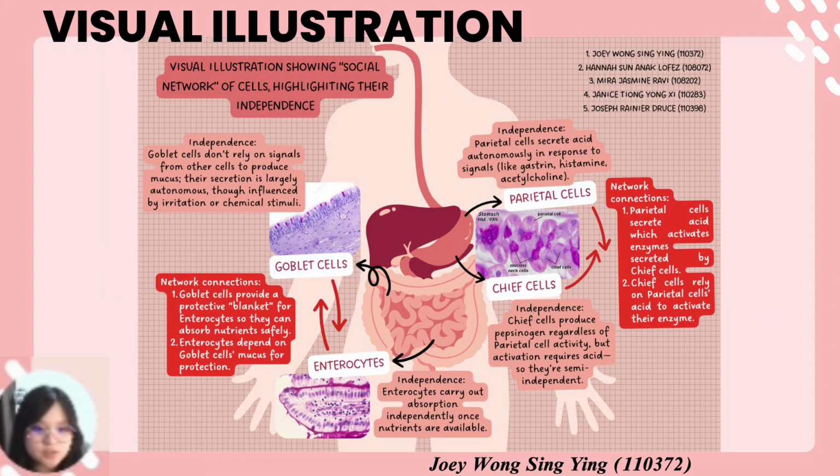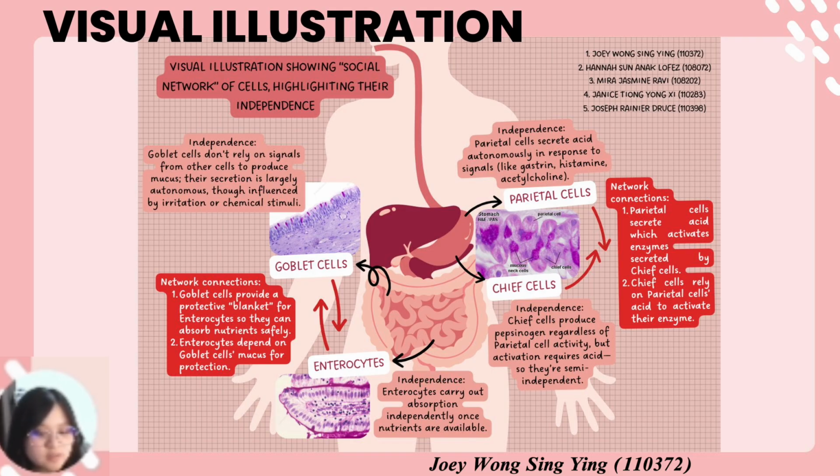This is the visual illustration showing the social network of 4 key digestive cells: goblet cells, enterocytes, parietal cells, and chief cells, while highlighting their interdependence. Goblet cells are like the quiet guardians of the gut. They produce mucus independently, which does not need constant messages from other cells. But they are not isolated. Their mucus acts like a protective blanket for enterocytes, shielding them from harsh chemicals and friction. So, while goblet cells don't need others to do their job, others like enterocytes depend on them for safety.